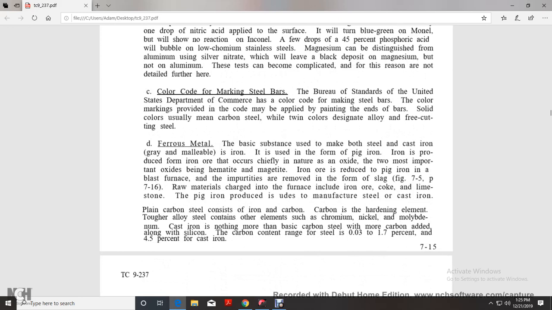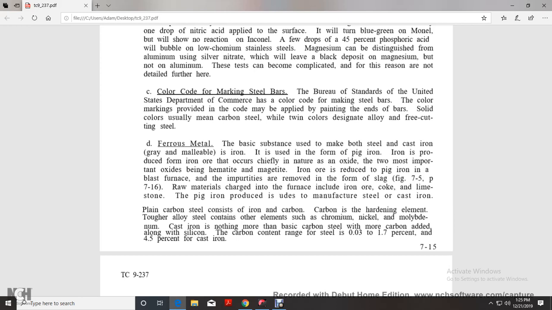Ferrous metal. The basic substance used to make steel, cast iron, and malleable iron is pig iron, which is produced from iron ore. Iron ore occurs chiefly in the form of oxides, the two most important being hematite and magnetite. The iron ore is reduced to pig iron in a blast furnace, and impurities are removed in the form of slag.